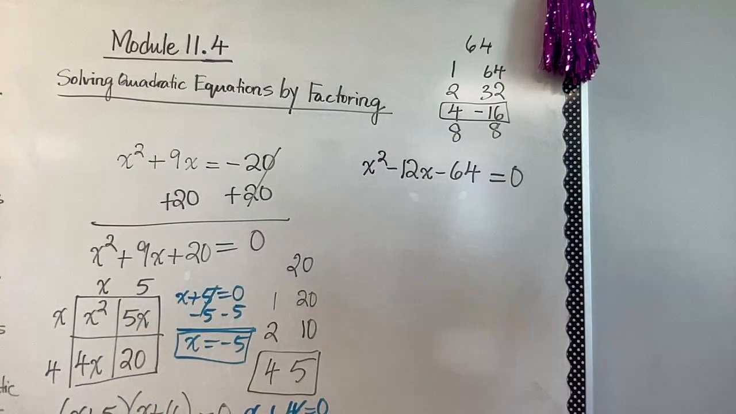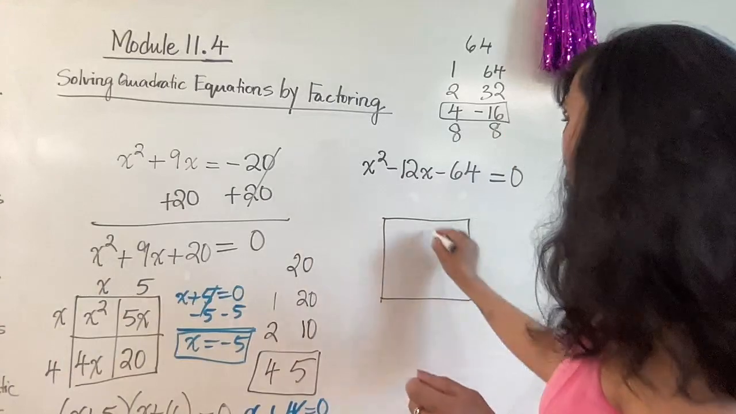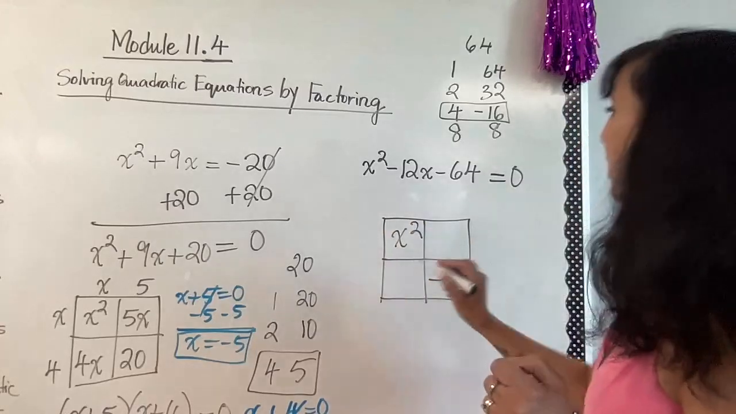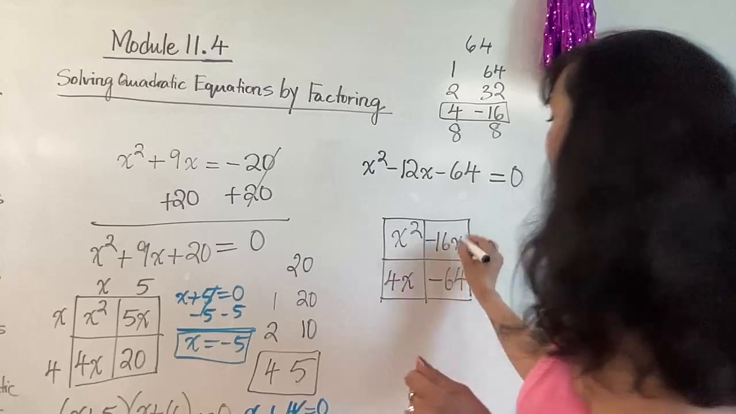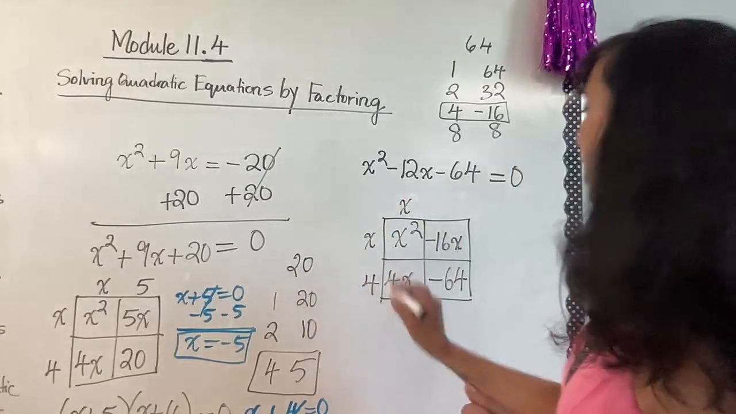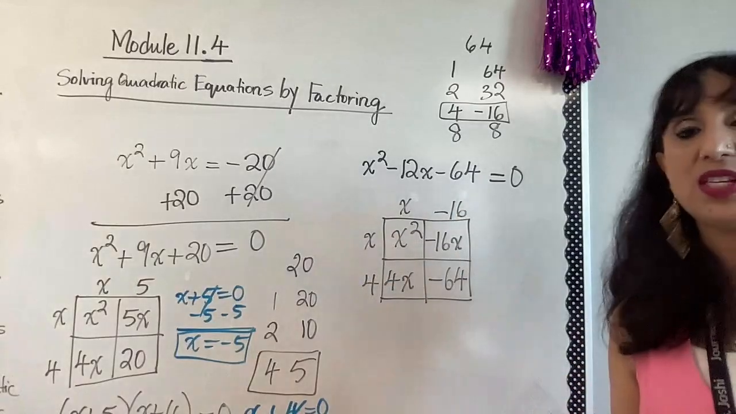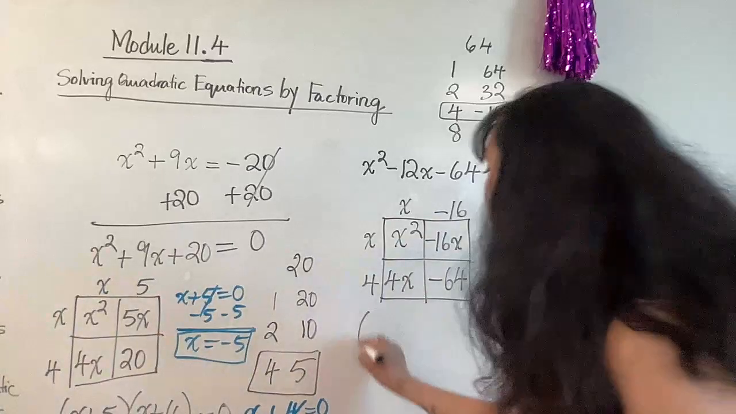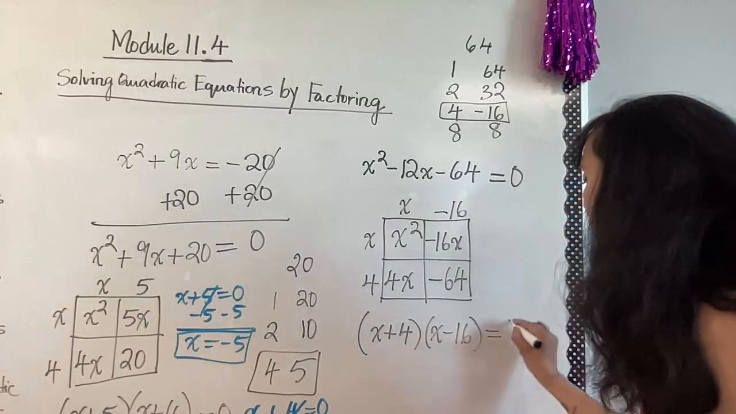Okay, so therefore now I'm going to do my area method once again for factoring. Once again, my first value goes in the top left, last value goes at the bottom right, and then I take 4x and I take negative 16x. I pull out what's common, which is x, and I have 4, and then x times negative 16. And then 4 times negative 16 gives me negative 64. So my factors are x plus 4 and x minus 16 is equal to 0.